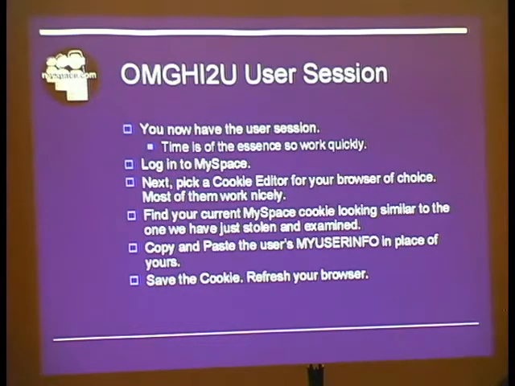That's going to do the same thing, but Cookie Editor's a lot quicker. And like I said, time is sometimes of the essence, all the time actually. So you find your current MySpace cookie, looking something similar to the one that I just pulled up, the big long one. You want the whole cookie, look for that in yours. So take the person's MyUserInfo, copy paste it, go to your cookie, find your MyUserInfo, paste over it, save the cookie, and refresh your browser.